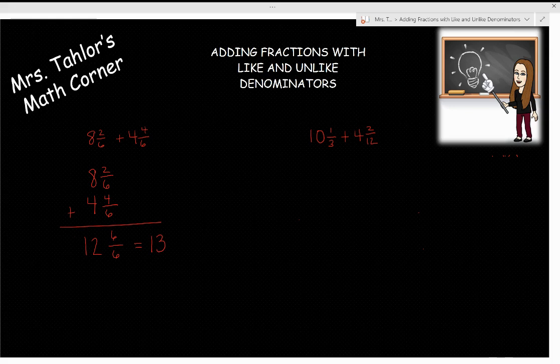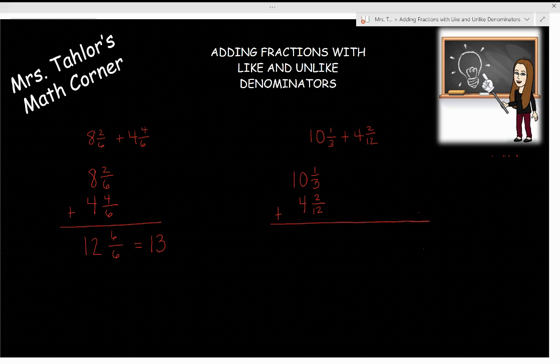For my next expression, I have uncommon denominators, or unlike denominators. So once again, I'm going to stack 10 and 1/3 plus 4 and 2/12. I'm going to go ahead and extend out my line because I'm going to have to convert the denominators.